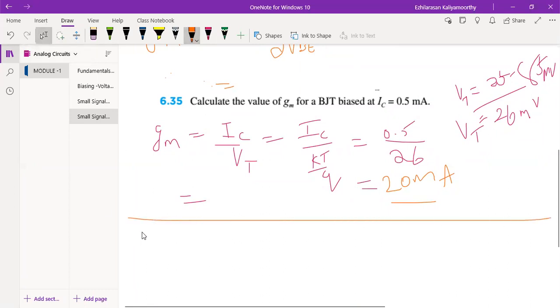Okay. Now next, let us go for the next small signal model, that is the emitter current and the input resistance at the emitter.